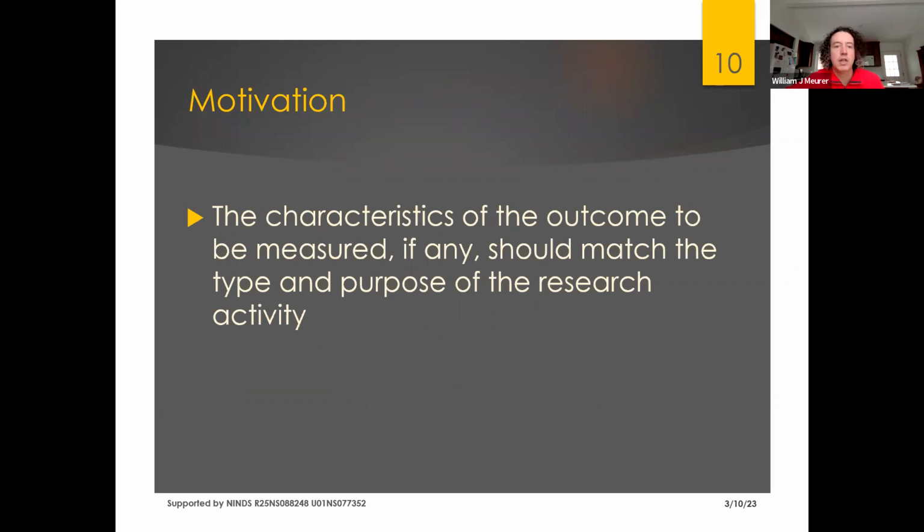So, motivation for choosing what outcome measure, or what kind of outcome, is going to be measured as part of the study. It really needs to map to the type and purpose of the research study. What is the overall goal? What are you trying to learn? What do you need to know after the study that you didn't know before?